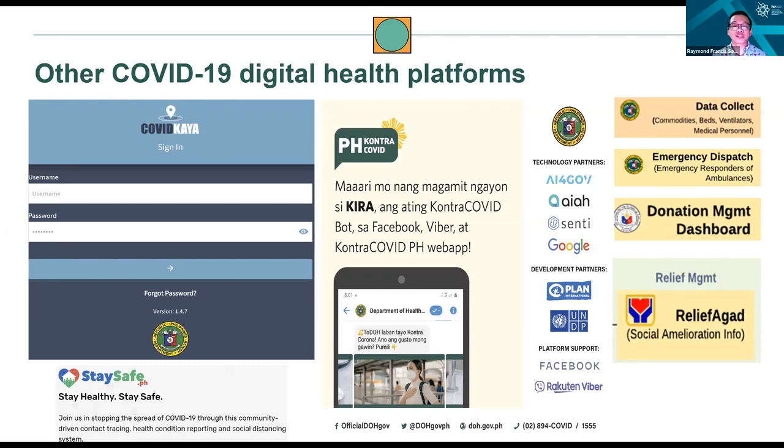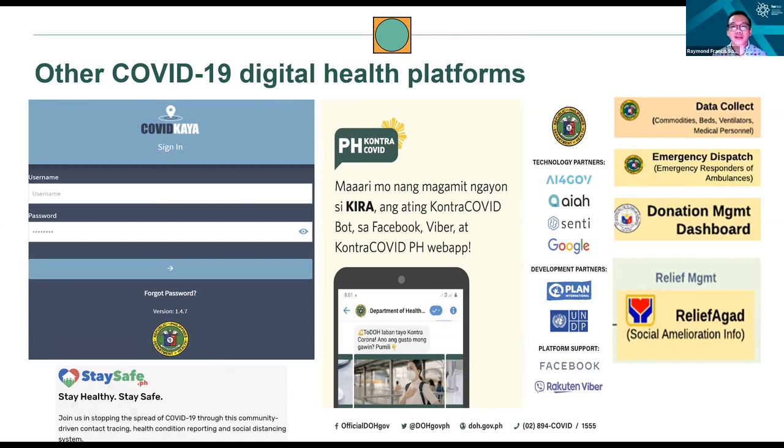We also have an emergency dispatch for emergency responders of ambulances, donation management dashboard, and also one for social welfare and development for the government to be able to provide help in the form of monetary assistance, especially to the vulnerable families, the ones who were affected and the ones who are really in the socioeconomic class C and D and E classes.